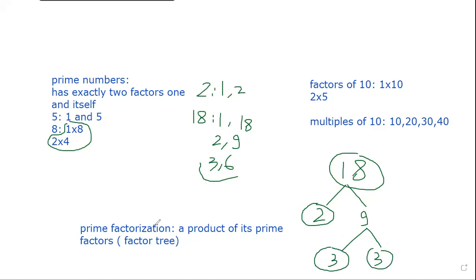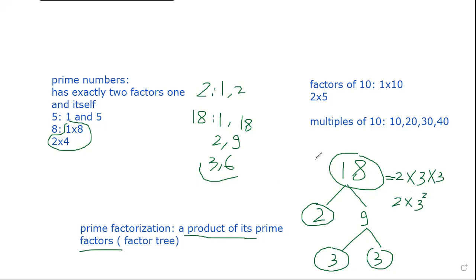Now, the prime factorization is a product of its prime factors. So only when we write the prime factorization, we write these prime factors. So the prime factorization of 18 is 2 multiplied by 3 multiplied by 3. Or we can write it as 2 multiplied by 3 squared, because we have two 3s.